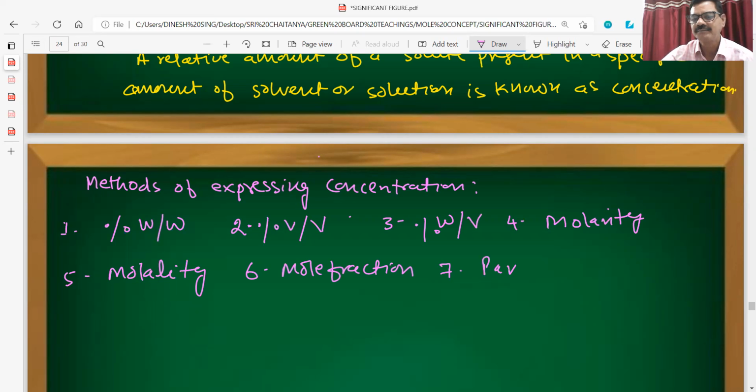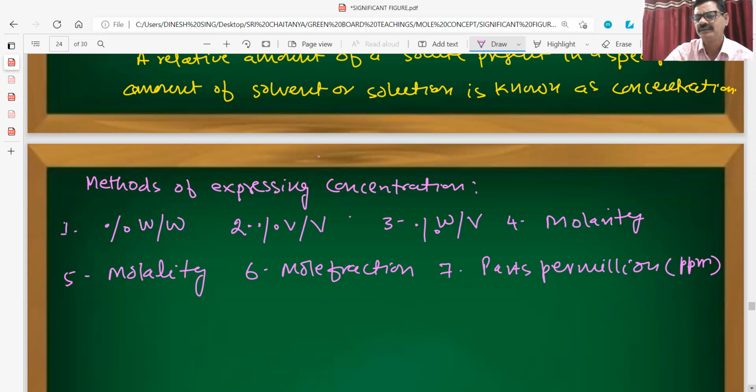parts per million, in short we call it ppm. Parts per billion will be considered as ppb, and parts per trillion. For very small amounts of solute, very low concentrations of solute are expressed basically in these terms, that is, parts per million or parts per billion. So we will start from here.